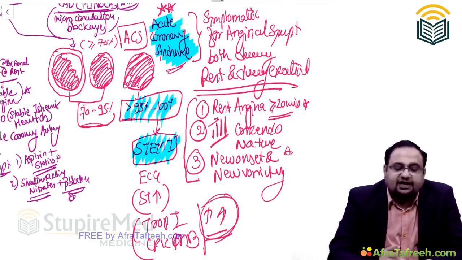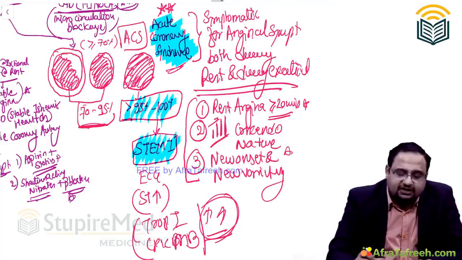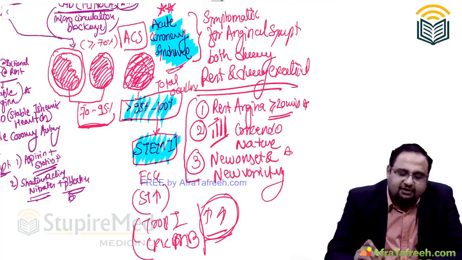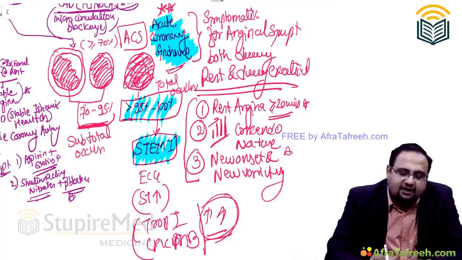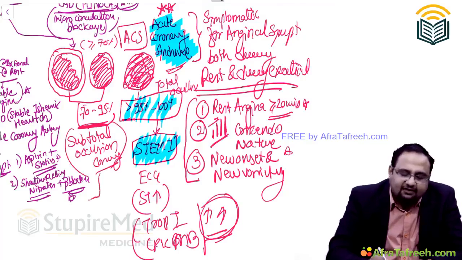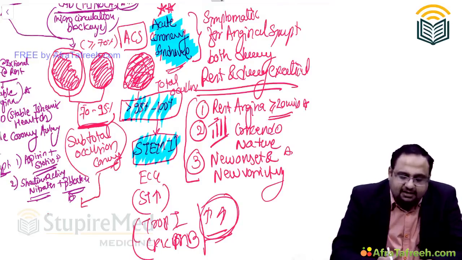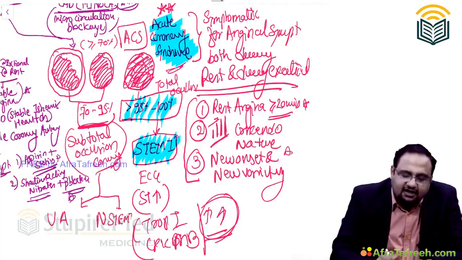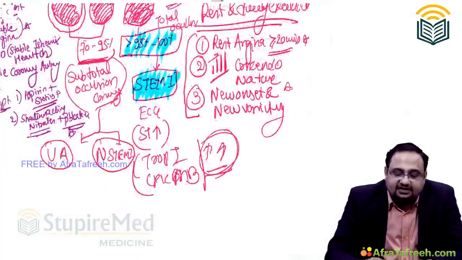If there is a 70 to 95% block, that is subtotal occlusion, while 95 to 100% means total occlusion. You can see completely total occlusion has occurred. So total complete occlusion will lead to ST segment elevation. If it is between 70 to 95%, it is called a subtotal occlusion of the coronary artery. They can present with either unstable angina or non-ST segment elevation myocardial infarction. Remember, in both these conditions, the STs are not elevated.